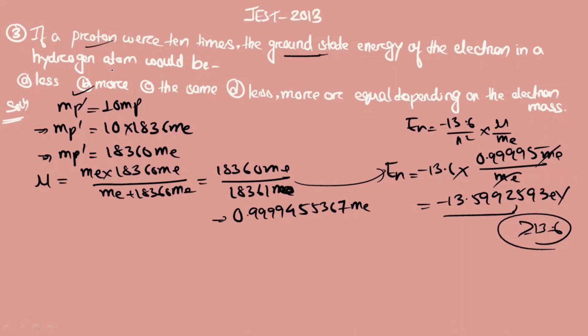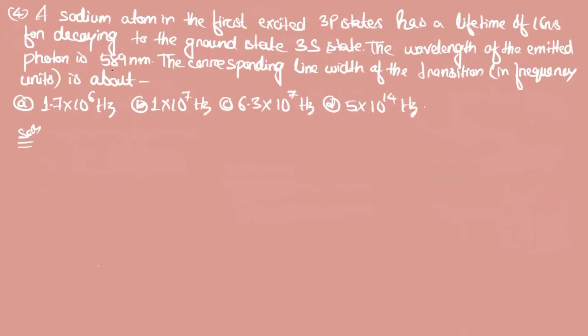Clear? So now let's see the next question. Here it is said, a sodium atom in the first excited state, the 3p state, has a lifetime of 16 nanosecond for decaying to the ground state, the 3s state. The wavelength of the emitted photon is 589 nanometer. The corresponding line width of the transition in frequency units is about what?